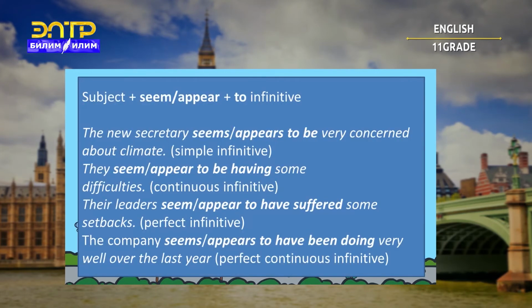Subject plus seem, appear plus to infinitive. For example, the new secretary appears to be very concerned about climate. Simple infinitive. They appear to be having some difficulties. Continuous infinitive. Their leaders appear to have suffered some setbacks. Perfect infinitive. The company appears to have been doing very well over the last year. Perfect continuous infinitive.